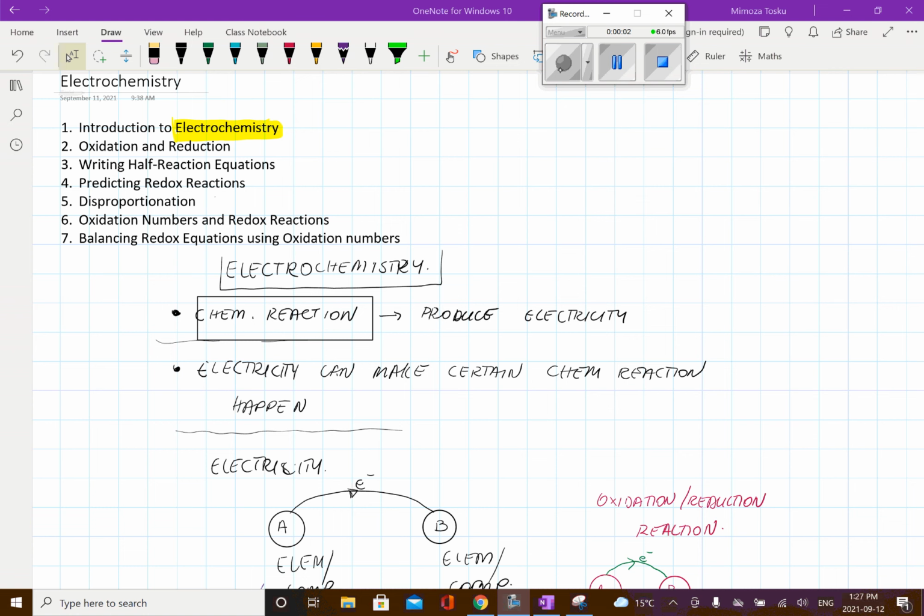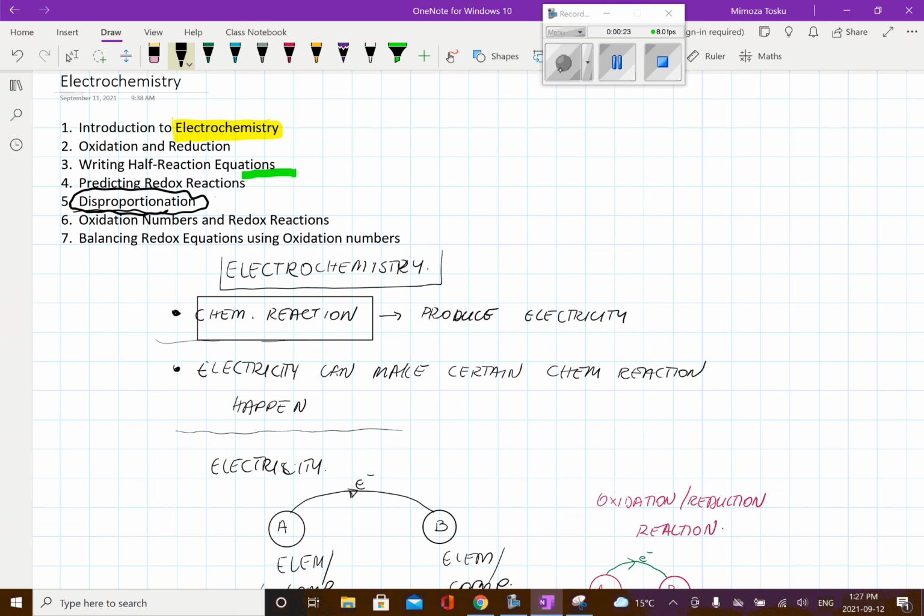Okay, guys, up to now, what we have done is up to point 4, with something in between, which was in regards to the oxidation number. And now we will take a look at disproportionation.